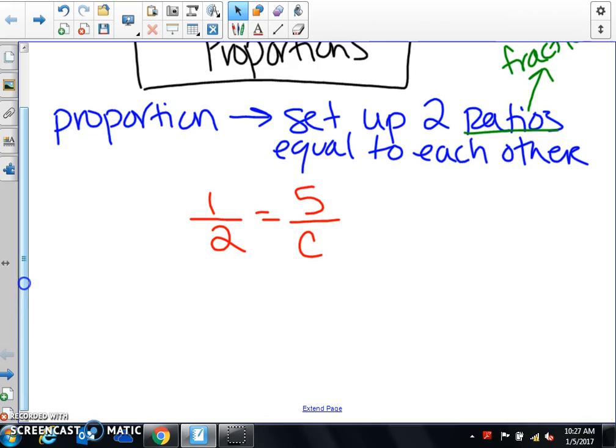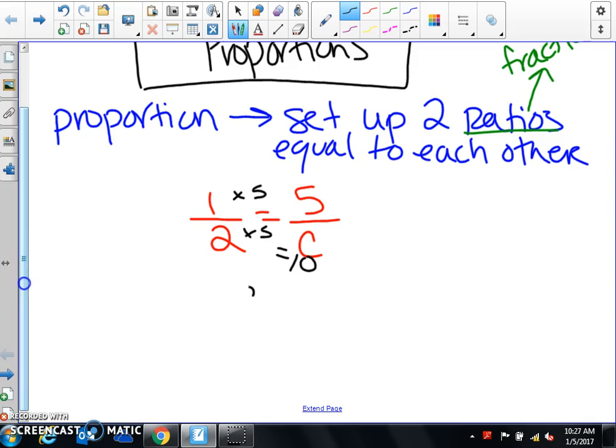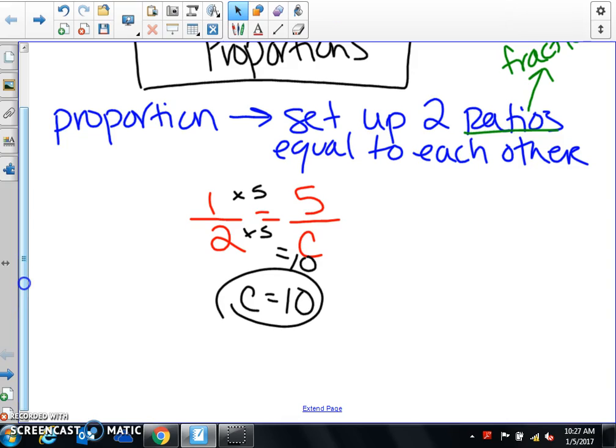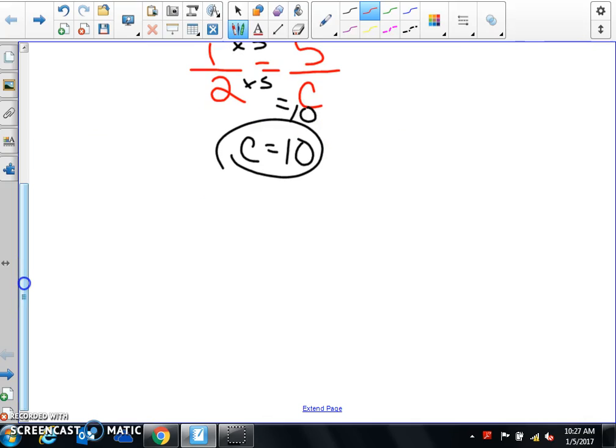Sometimes they're nice and easy, and you can just look at them and say, okay, well, I know 1 times 5 is 5, so 2 times 5 is 10, therefore C equals 10. And so those are nice, but they're usually going to be more complicated.